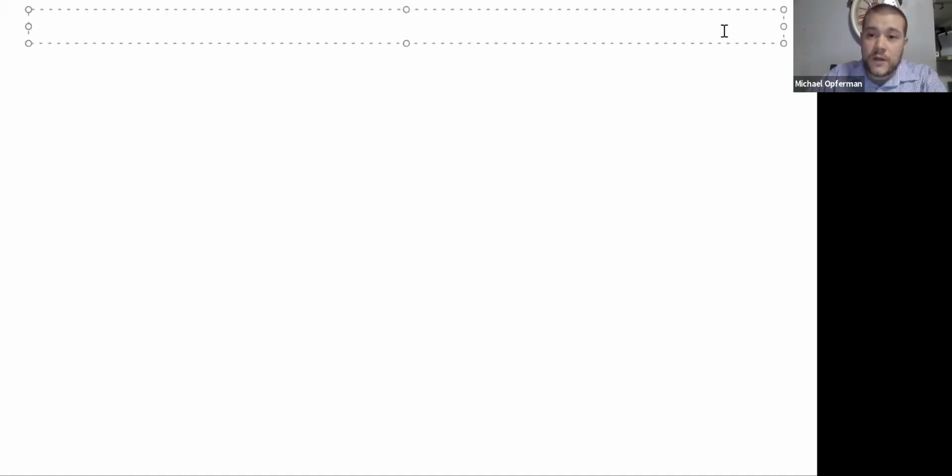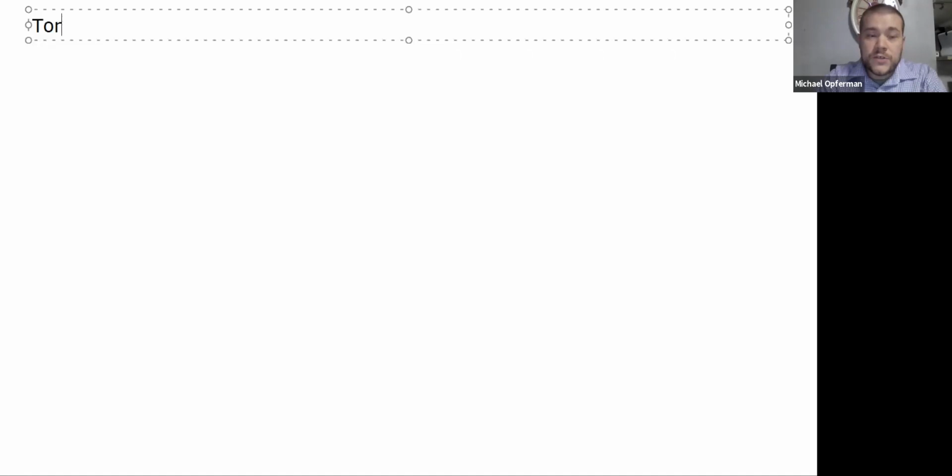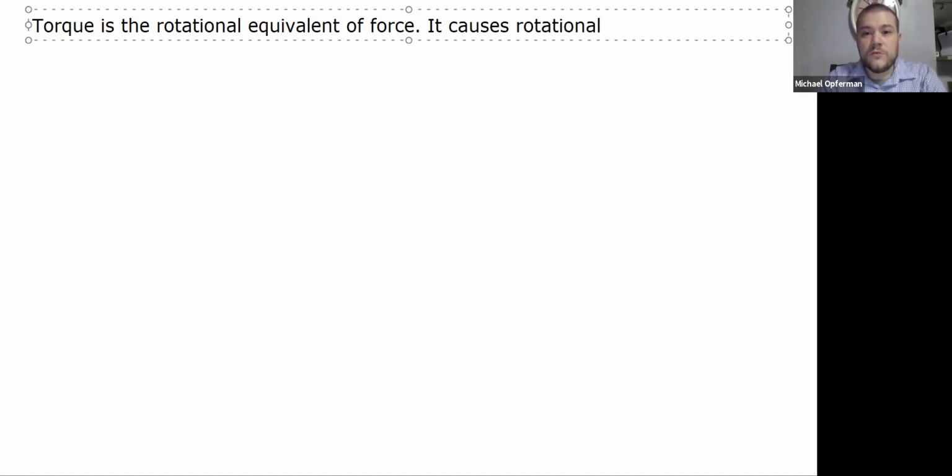So first off, the rotational equivalent of a force is called torque. Okay, torque is the rotational equivalent of force. It causes, I should say, changes in rotational motion, just as forces cause changes in translational motion.